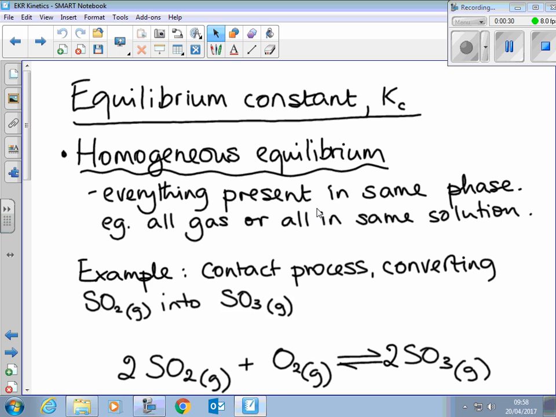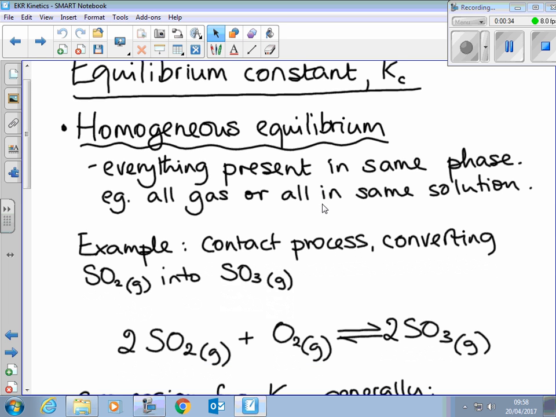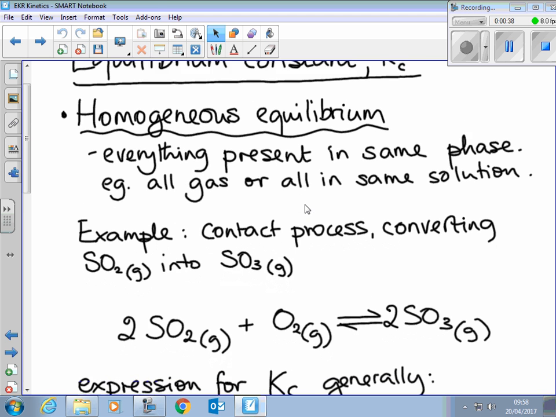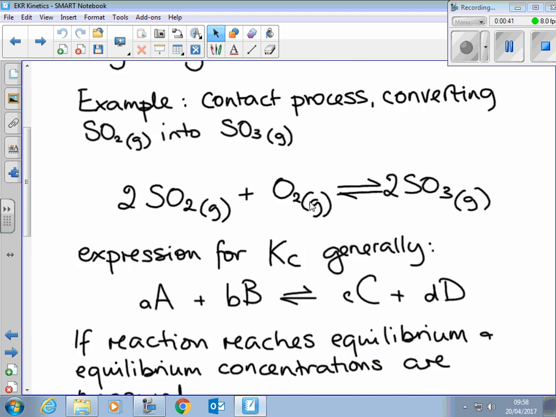So we looked at the homogeneous one, which is the easiest one, where everything's present in the same phase. So they could be all gases, for example, or all in solution. And if we used equations to represent the reaction, what you've got to bear in mind is the molar quantities in there, and it's ratios all the way through. It's about ratios, and it doesn't matter whether it's 2 to 1 to 2 or 4 to 2 to 4 or 100 to 50 to 100. That ratio is just the same.